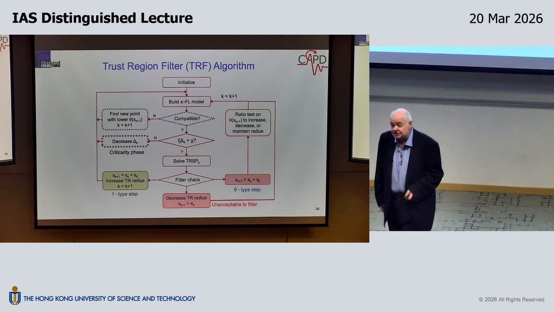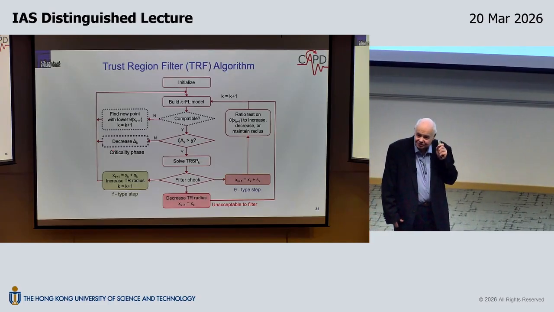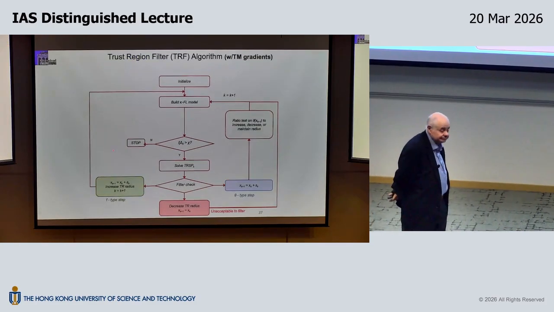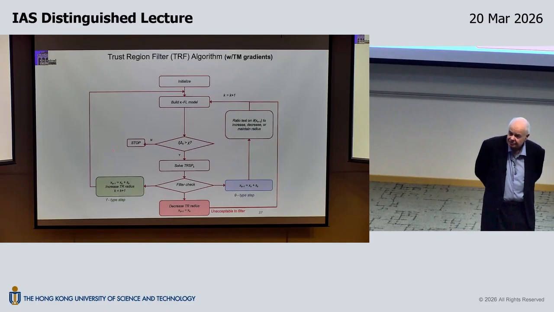So that's a fairly straightforward algorithm. Now, if we are lucky enough to extract derivative information from our truth model, it gets even easier, okay? And that's basically our algorithm. So let's see what difference it makes, okay?